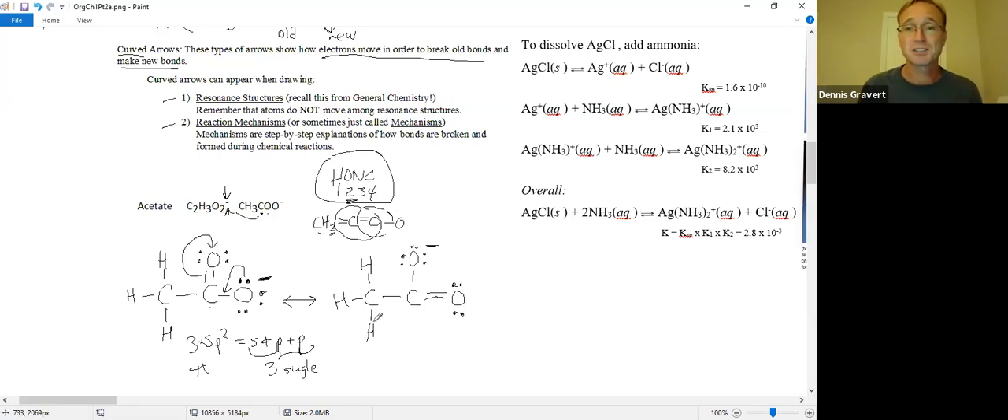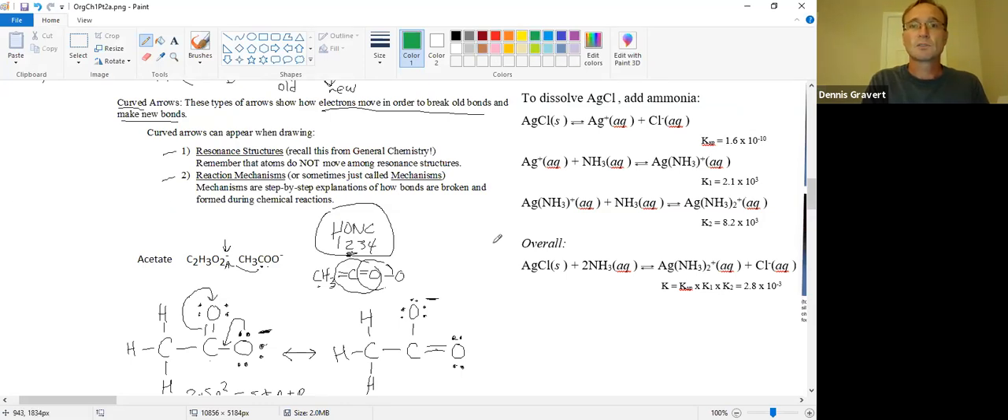You can go the other direction too. We usually don't. We usually think of going from left to right, like reactants to products. But if you so choose, you could say, hey, over here, what's going on? Maybe I should use a different color.